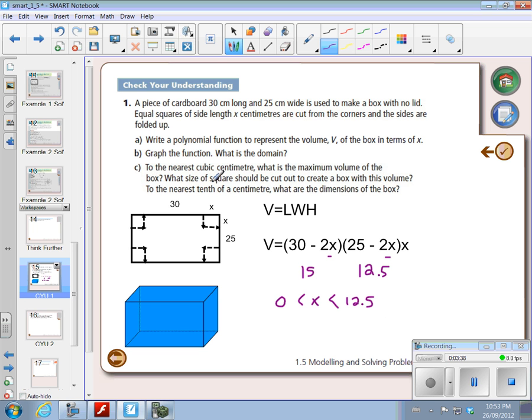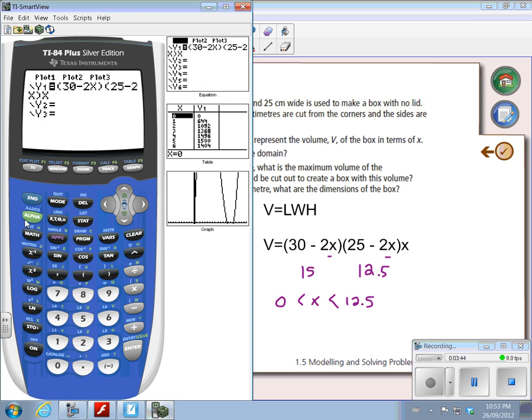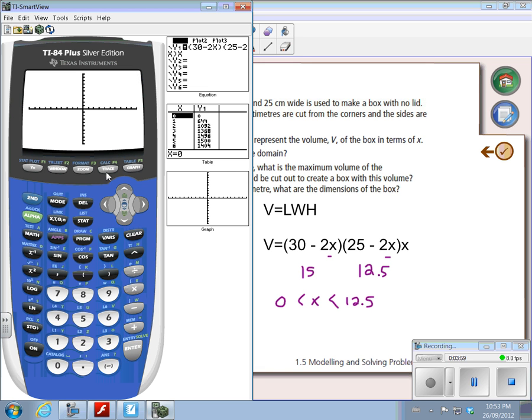Now let's graph the function. So I've already started typing this into my graphing calculator, this volume function. There it is. Okay. If I now just leave it as a 10 by 10 grid, zoom standard, you'll notice that we won't see anything up on the screen. So the graph is out there somewhere. We need to change the window in order to find it.